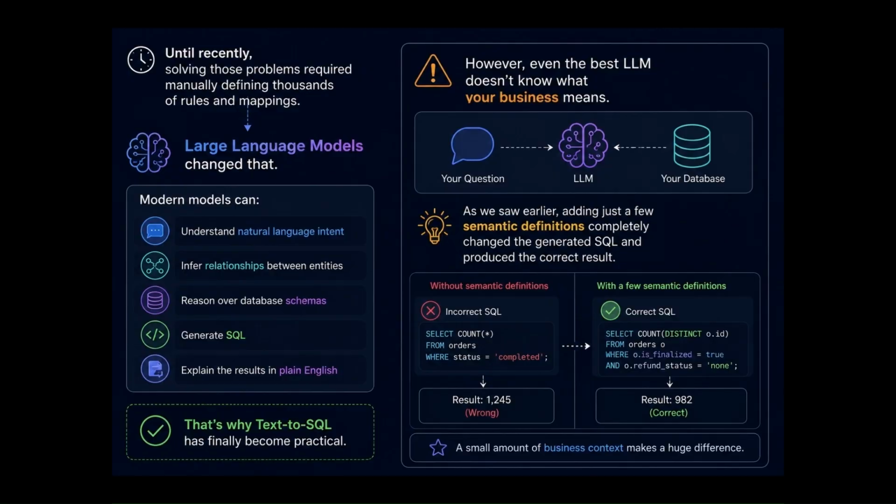Until recently, solving those problems required manually defining thousands of rules and mappings. LLMs, though, changed that. Modern models can understand natural language intent, infer relationships between entities, reason over database schemas, generate SQL, and explain the results in plain English. That's why text-to-SQL has finally become practical. However, even the best LLMs don't know what your business means. As we saw earlier, adding just a few semantic definitions completely changes generated SQL and produces the correct result.